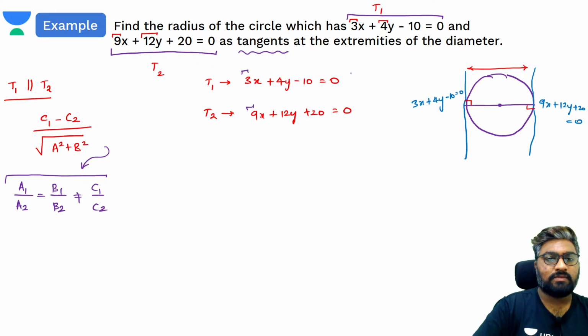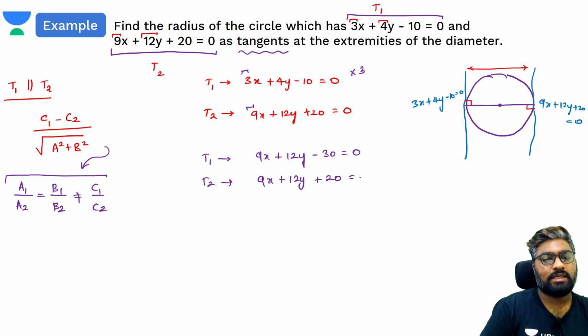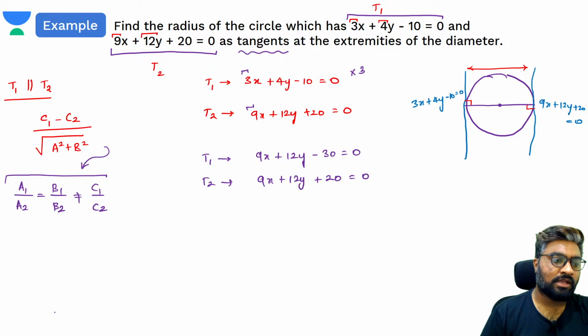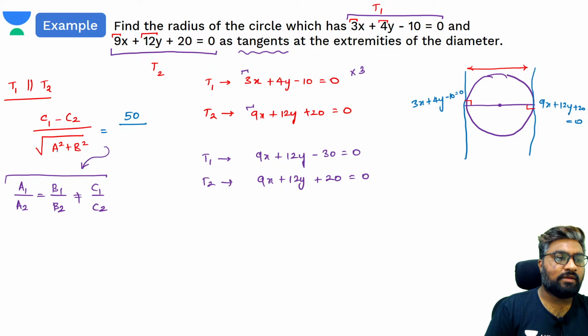So what will we do? Just multiply the first tangent with 3. So what will you get? The new form of tangent 1 will be 9x plus 12y minus 30 equal to 0, and tangent 2 is 9x plus 12y plus 20 equal to 0. Parallel lines. So the distance between them can be given as C1 minus C2, which is 20 minus of minus 30, that's 50, divided by the whole root of A square plus B square, that is 9 square plus 12 square.